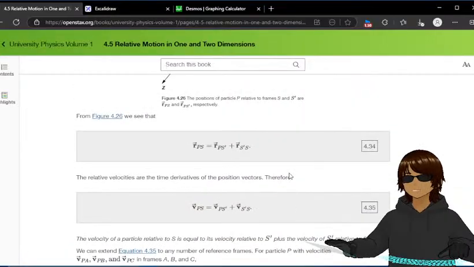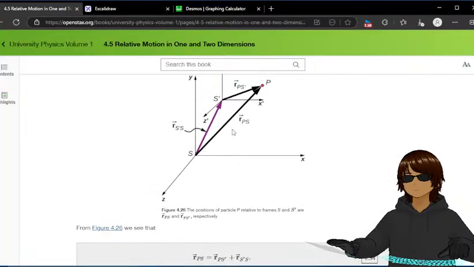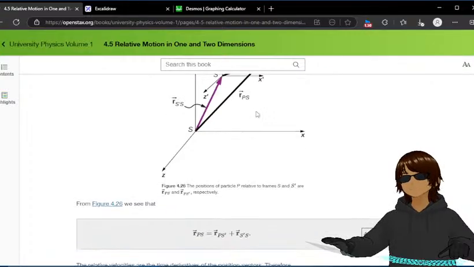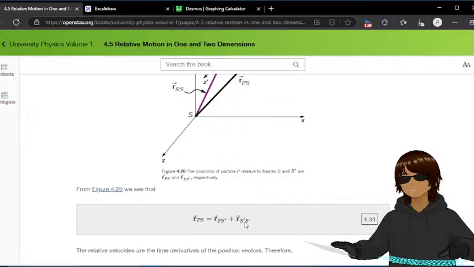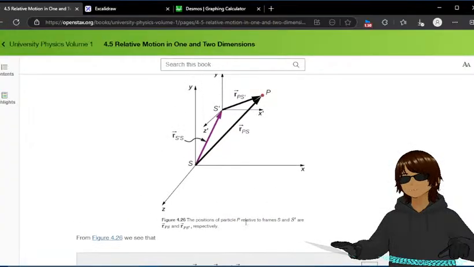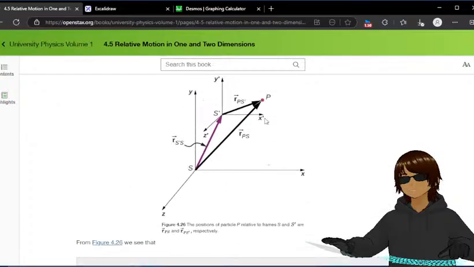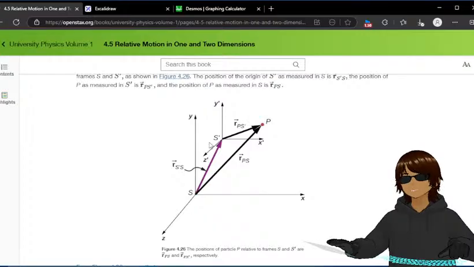Okay, there wasn't much in this chapter. So we have R_PS is equal to R_PS' plus R_S'S, this plus this, because I think this frame of reference is moving.